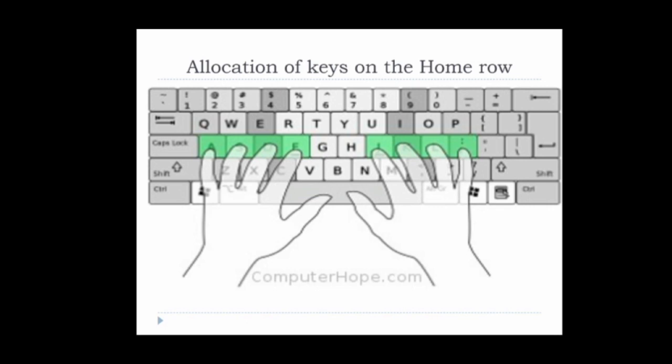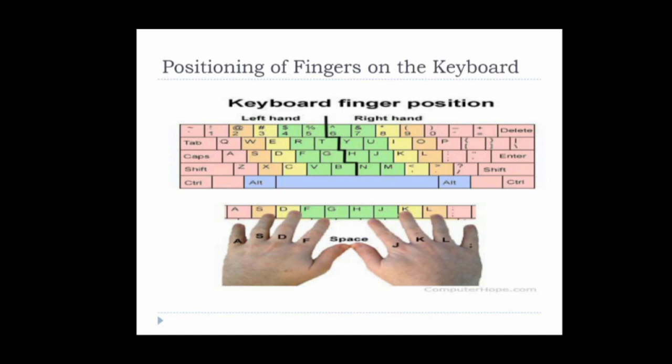Now this is the way by which you can allocate your fingers on the home row. Left hand, index finger should be on F, middle finger should be on D, ring finger should be on S and little finger should be on A, and thumb you will use for pressing the space bar, as you can see in the image. Same for the right hand, index finger will press J, middle finger K, ring finger L and little finger will press semicolon. Now here is an image that is defining the position of fingers on the keyboard.